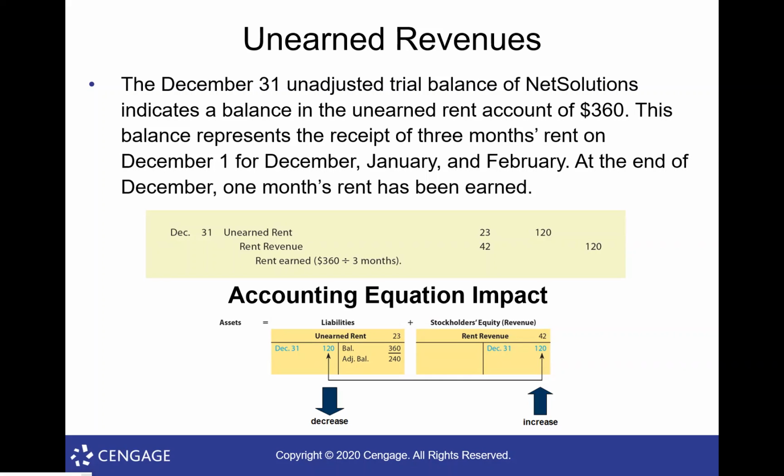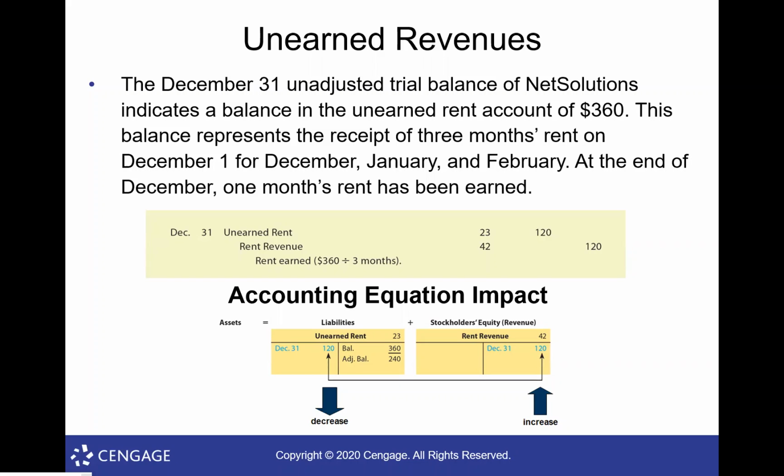So apparently they're renting space to somebody. Somebody paid them for 3 months worth on December 1st. So at the end of December, they're going to recognize 1 month's worth. So if we have 360 in the account and that represents 3 months worth, then the amount of the revenue is going to be 1/3 of that, which is $120.